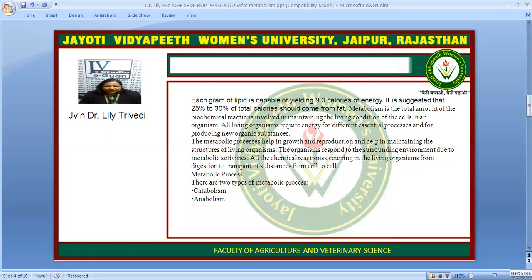Now let's come to this: each gram of lipid is capable of giving 9.3 calories of energy. That suggests that 25 to 30% of total calories come from fat.